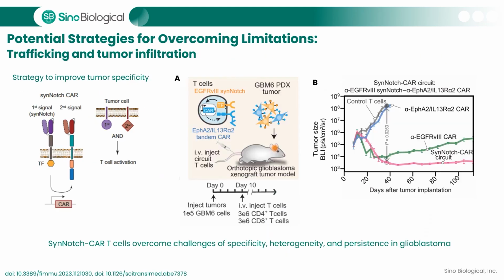In order to increase the tumor specificity and reduce the off-tumor toxicity, the synthetic notch, or so-called SynNotch CAR, was produced and applied. In this figure, encounter of the primary antigen marked in purple leads to the translocation of the transcriptional factor into the nucleus, which induces another CAR expression on the surface to recognize the second signaling from the tumor. And the T cell activation and tumor cell killing only occur in the presence of both antigens, which spares healthy tissue that only expresses the primary antigen.